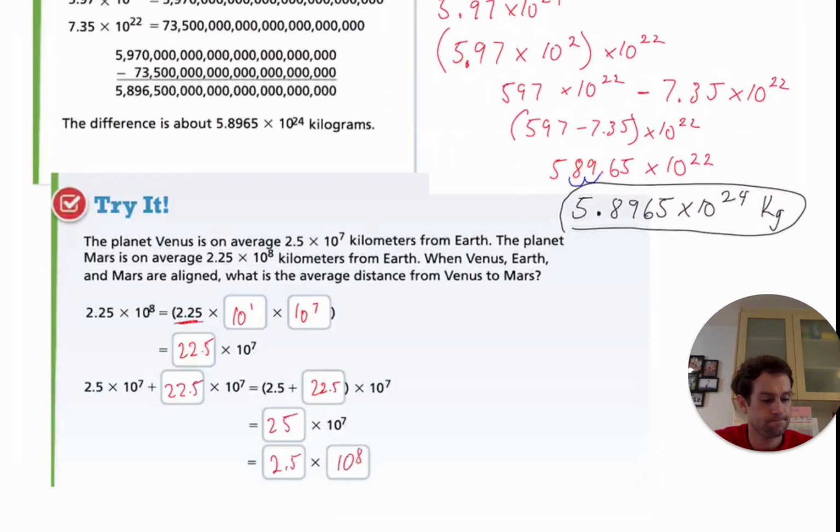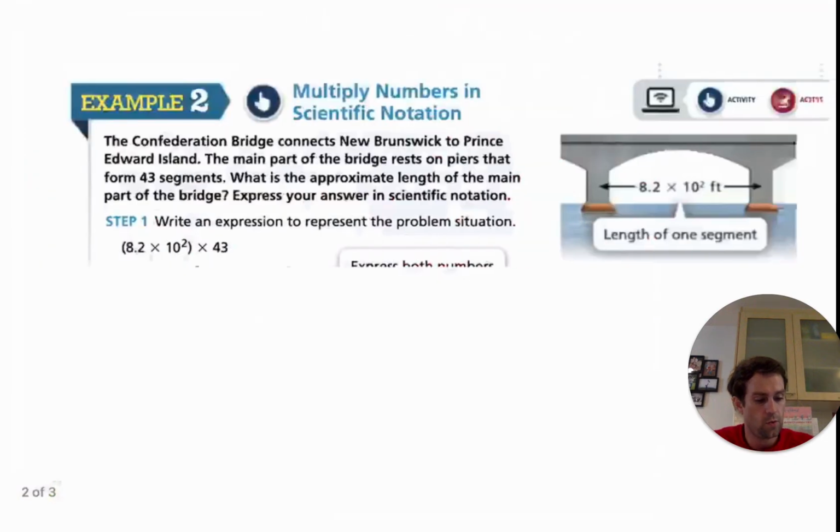Okay? All right, so we're going to multiply numbers using scientific notation. So the Confederation Bridge connects New Brunswick to Prince Edward Island. The main part of the bridge rests on piers that form 43 segments. What is the approximate length of the main part of the bridge? Express your answer in scientific notation.